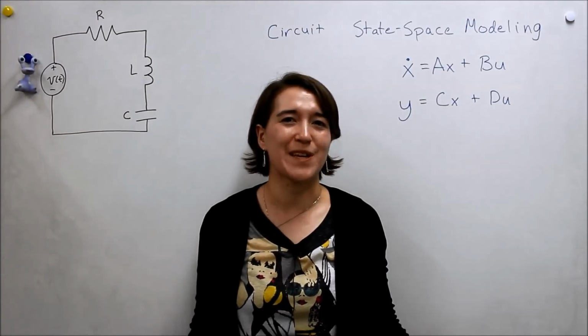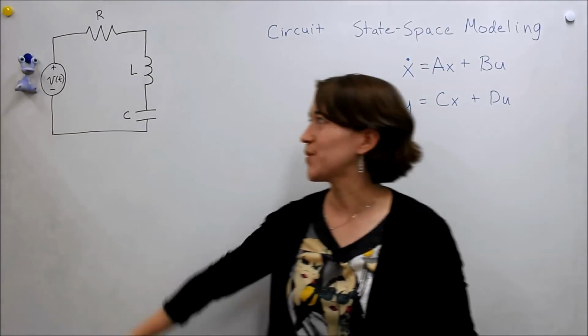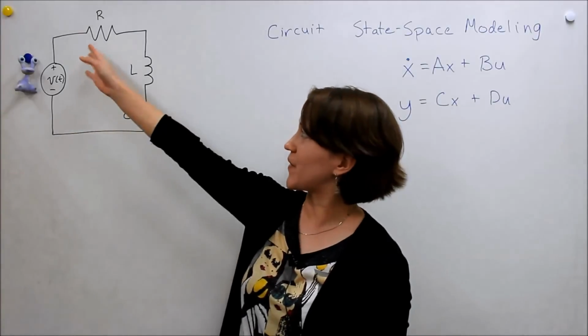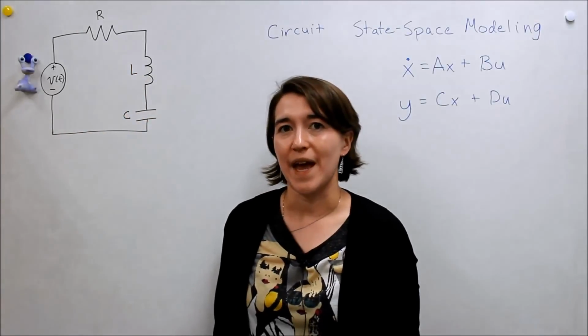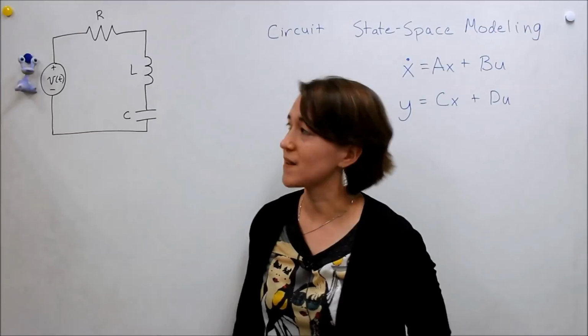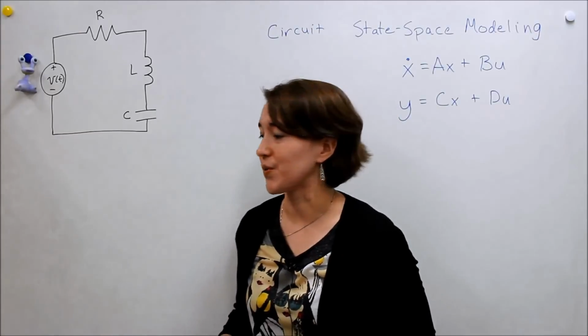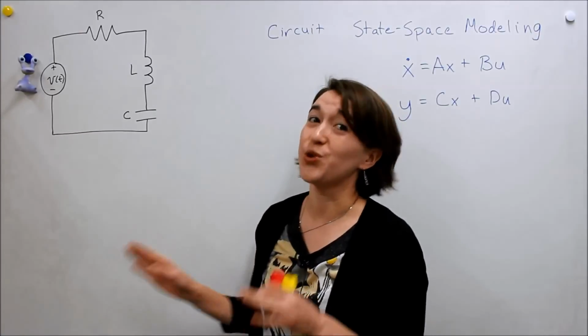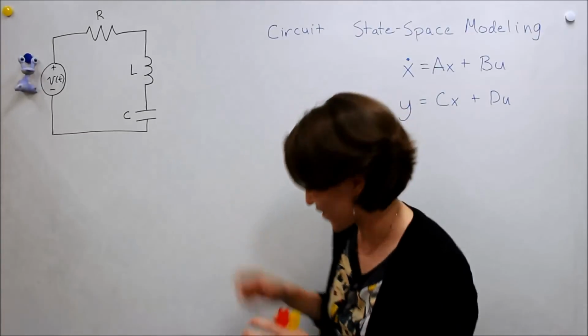Now let's do some state space modeling of a circuit. So we have our example circuit. This is our standard RLC circuit, and we're going to model it in state space. And we're going to make two outputs. I know, this is crazy. We're going to have two outputs.